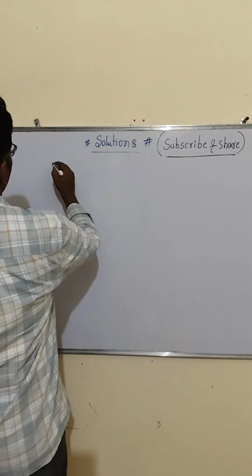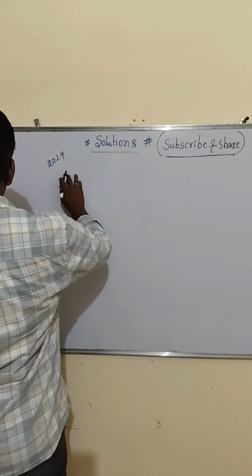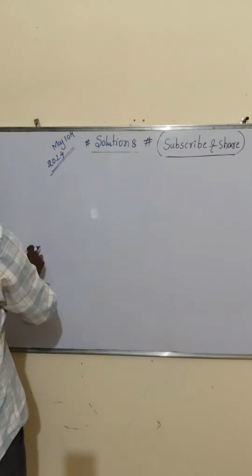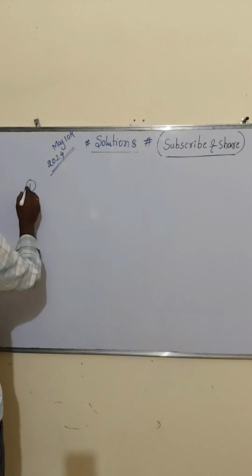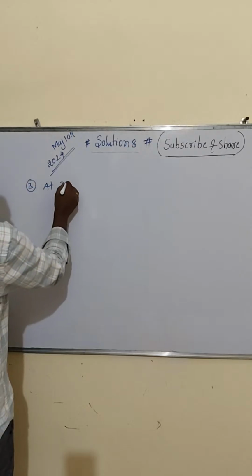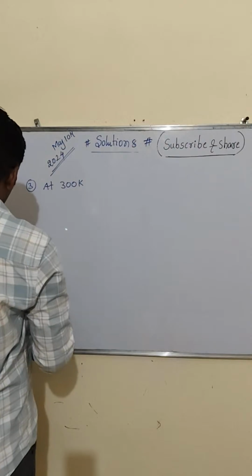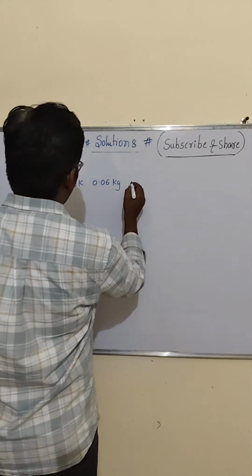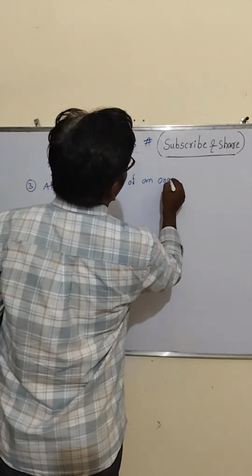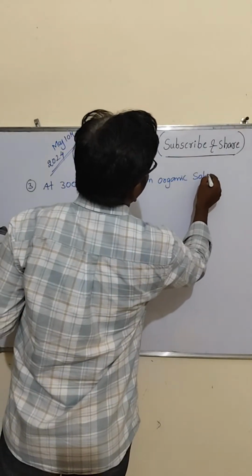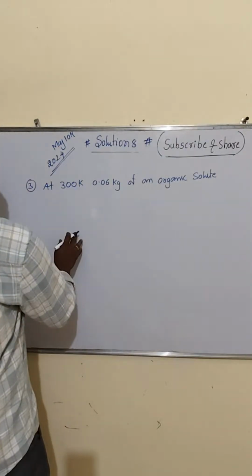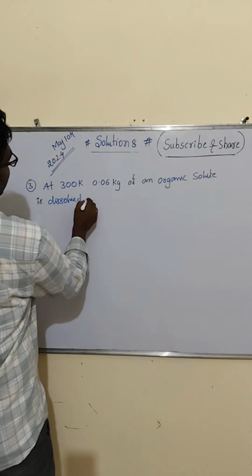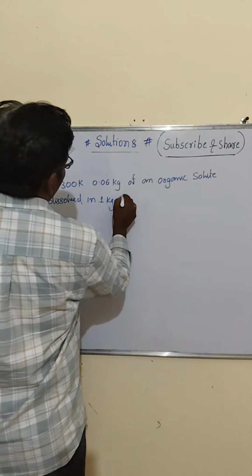Yes, look, my dear students. The next question we'll discuss. This is the question that came on May 10th in the 2024 exam. That is what we are discussing here. Question number 3: at 300 kelvins, 0.06 kg of an organic solute is dissolved in 1 kg of water.